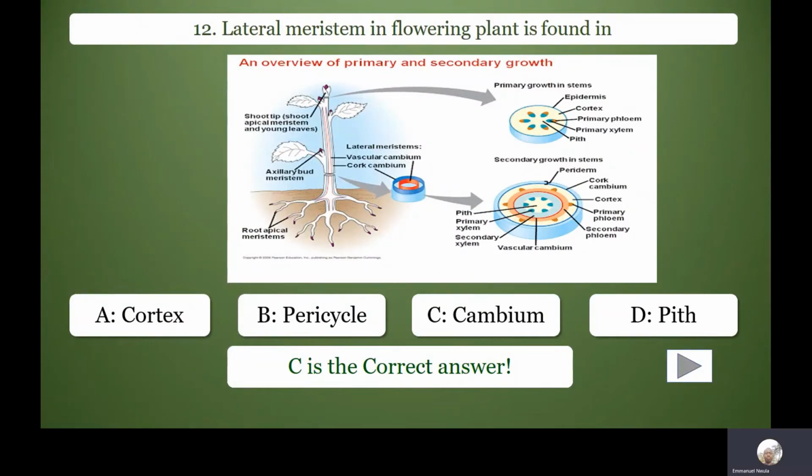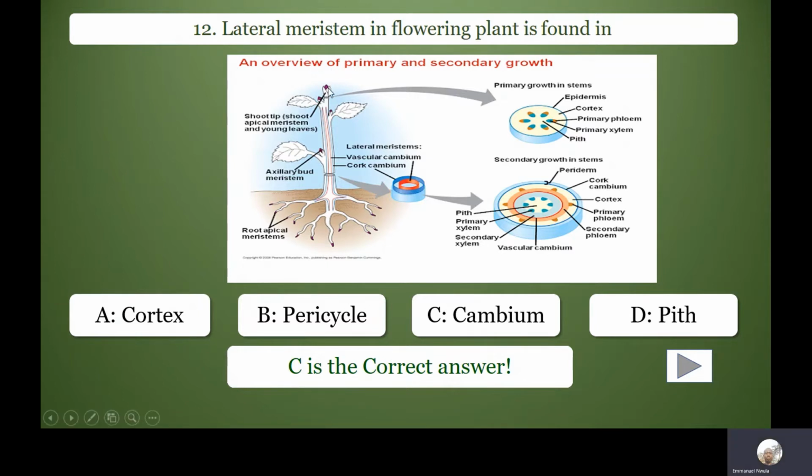Lateral meristem in flowering plants is found in the cambium. Of course, there are tissues in plants where the cells are always dividing, continuously dividing for the growth of the plant. They are called meristematic tissues.